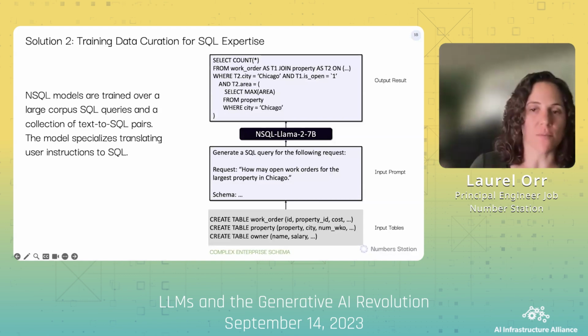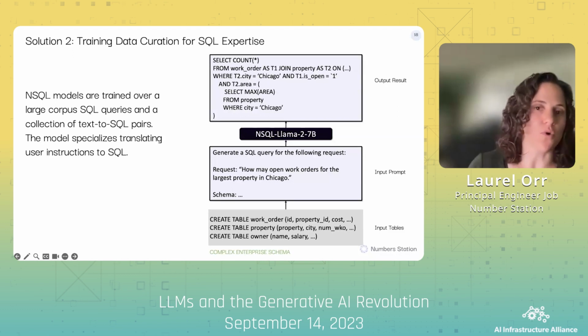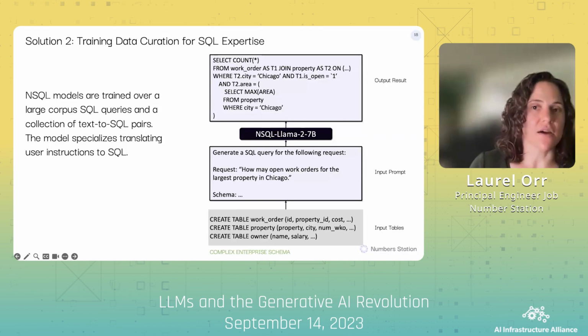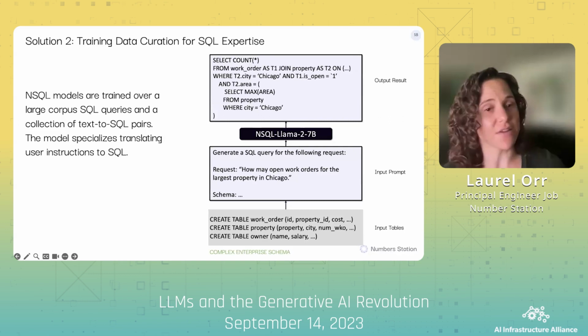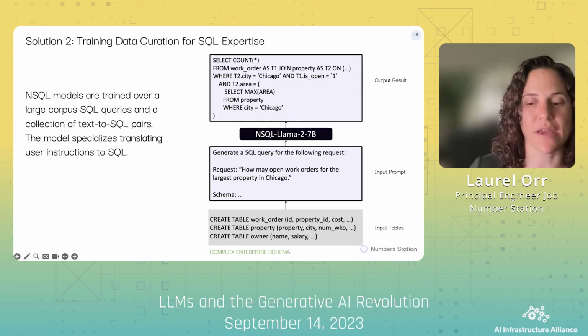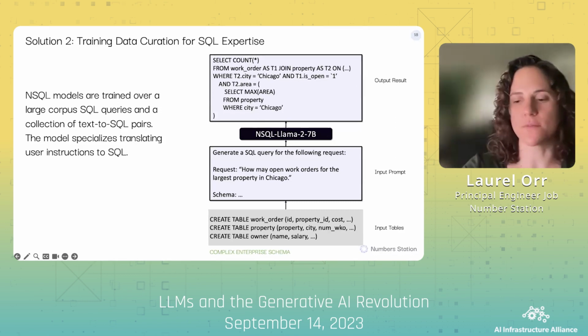You can see using one of our models that if you ask a slightly more complicated question about open work orders for the largest property, the model is starting to understand how to join across tables, use nested subqueries, understand more complicated SQL, and output correct SQL, because we've been able to train it over more SQL data. This means these models are not going to be useful for anything other than SQL, but for SQL, they're becoming more and more expert at the task of text-to-SQL.